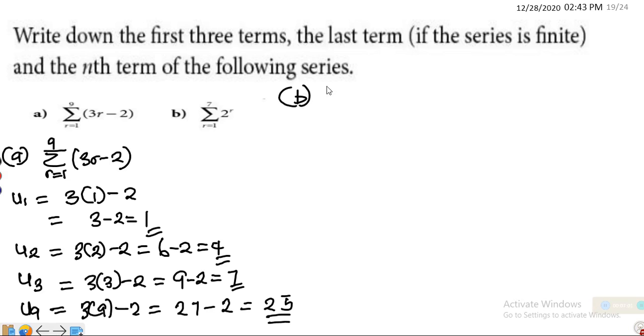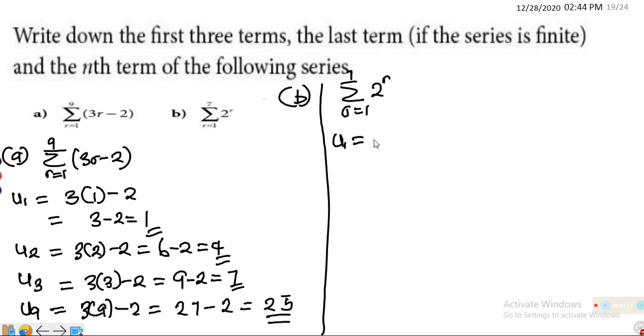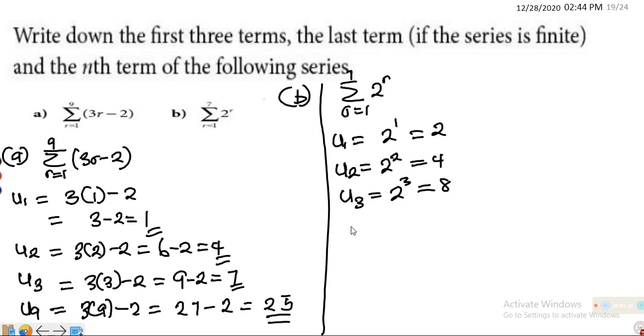We can do the same thing for B. The formula is the summation from r equals 1 to 7 of 2 raised to power r. The first term u1 is 2 raised to power 1, which is 2. The second term u2 is 2 raised to power 2, which is 4. The third term u3 is 2 raised to power 3, which is 8. And the last term, the seventh term u7, is 2 raised to power 7, which is 128.